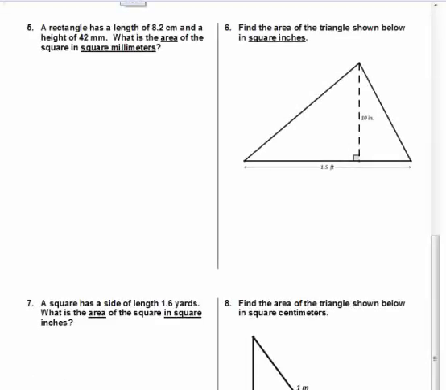In this section, we're going to be doing more of the same we did previously. The only difference here is we're going to be finding the area. So in this first one, it says a rectangle has a length of 8.2 centimeters and a height of 42 millimeters. What is the area of the square in square millimeters?